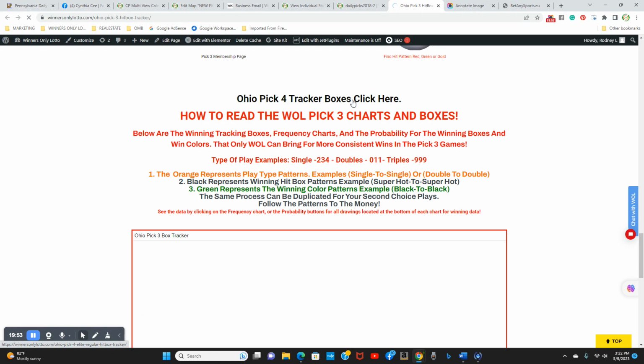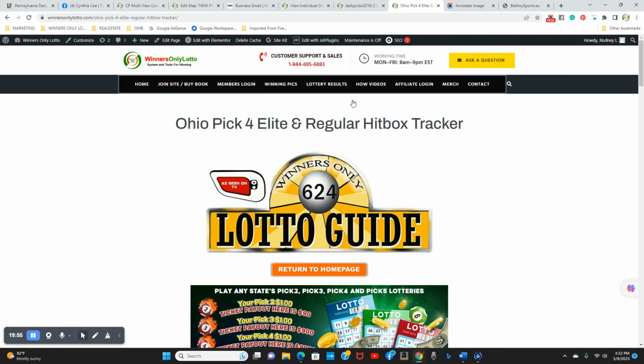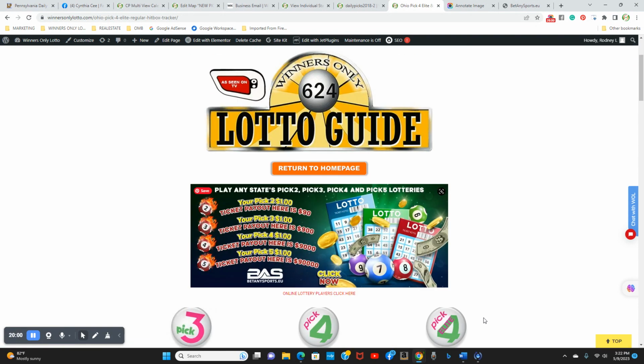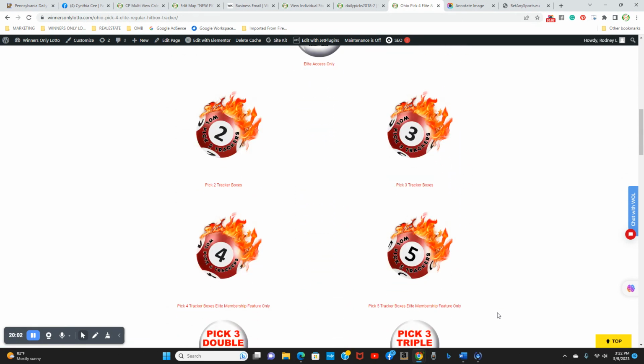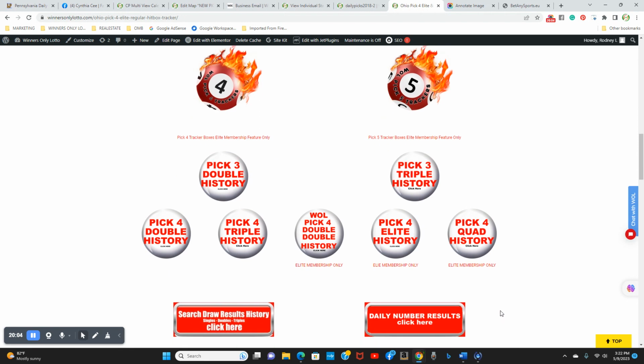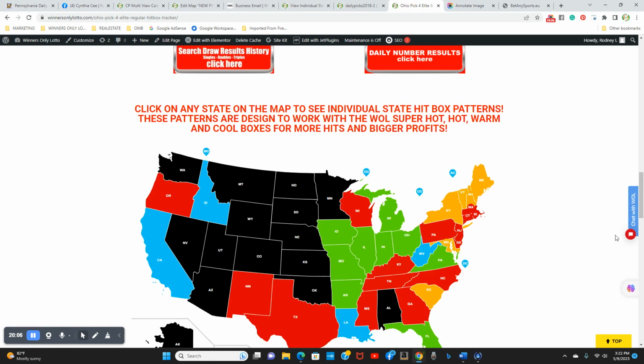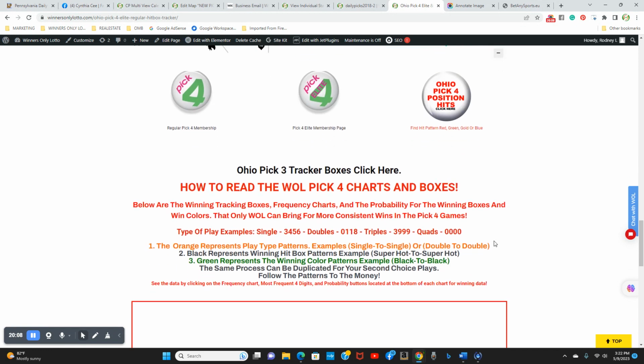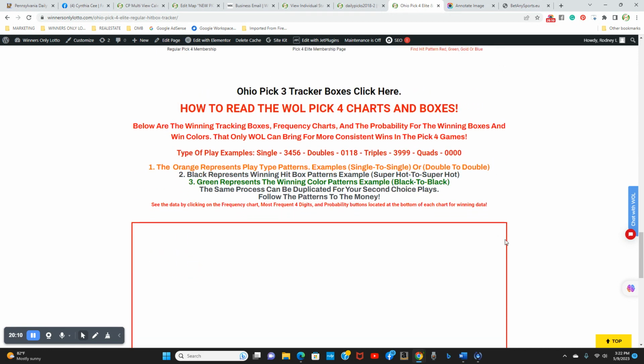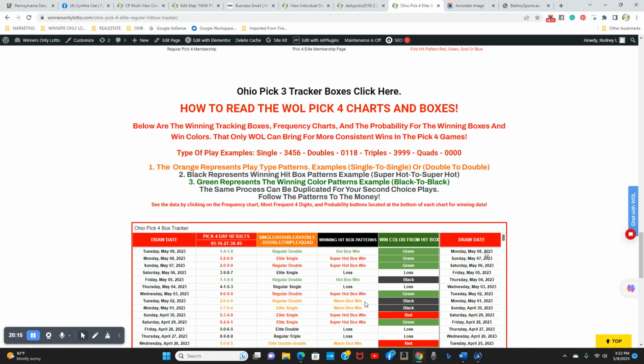The same rules apply for Pennsylvania. The same rules apply for Michigan. The same rules apply for Texas, Tennessee, Oklahoma, Colorado, Georgia, Florida, Mississippi. The same rules apply. Why? Because the math is the same. Boom, look at this. Same thing.